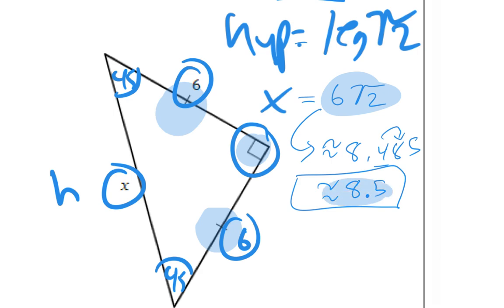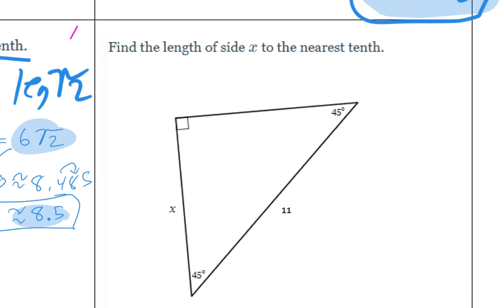See if you can get this last one on your own. Pause the video. See if you can get this last one on your own. All right, so on this one, it says find the length of side x to the nearest tenth. Okay, well, what do we notice? We notice it's a 90, a 45, and a 45. So that tells us that if this is x, then this side is also x, right? So we said the first thing we're going to do is label the hypotenuse. That's the hypotenuse, so we're trying to find the leg.